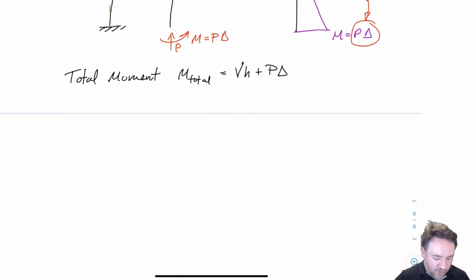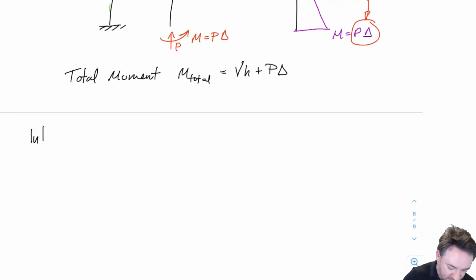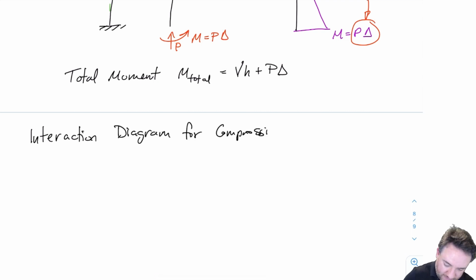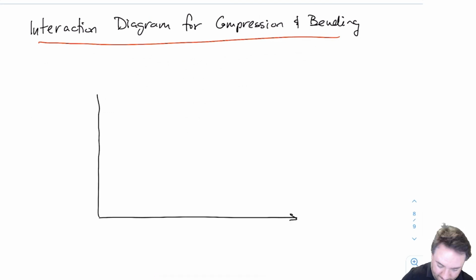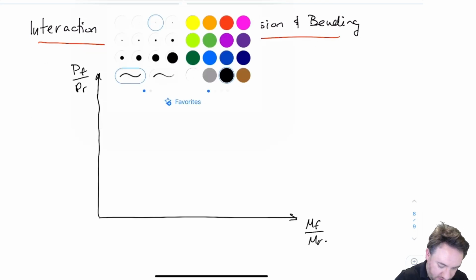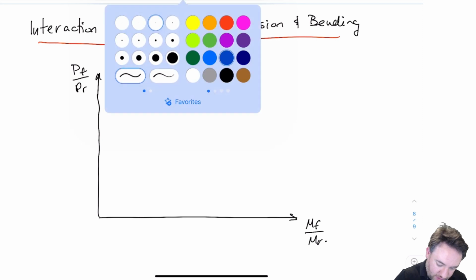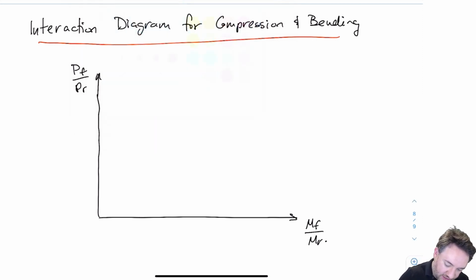Okay, so now overall, if I look at the interaction diagram, just like we did for tension, what are we going to see? Okay, so here are my axes, just like we had before when we were looking at tension. And remember, the tension one was a straight line. So obviously, if my MF over MR is 0, so if I have no moment, then my PF over PR should be less than 1, which basically just means that my resistance has to be greater than or equal to my applied axial load in compression, right?